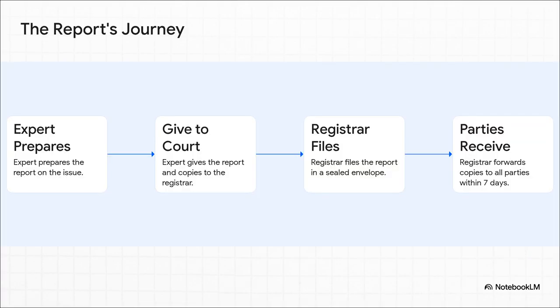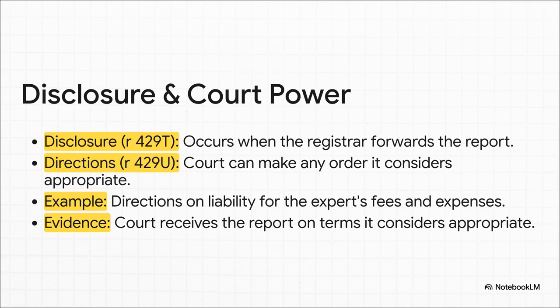Now, the journey of a court-appointed expert's report is totally different, and it's all laid out in Rule 429S. The expert doesn't send their report to the parties. Nope. They deliver it straight to the court registrar. The registrar files it, seals it up, and then sends it out. This whole process is designed to keep the expert completely independent from the parties. So right after that process, Rule 429T officially defines disclosure as the moment the registrar sends out the report.